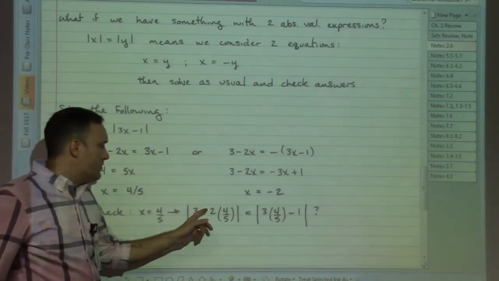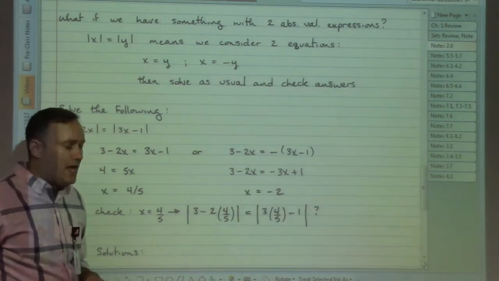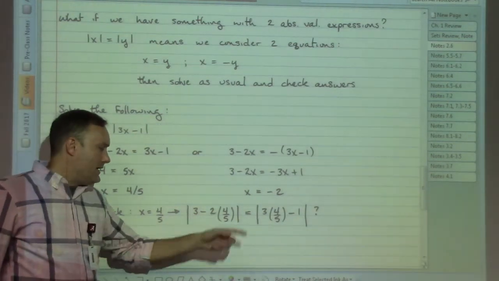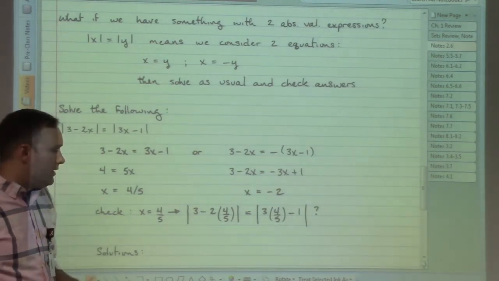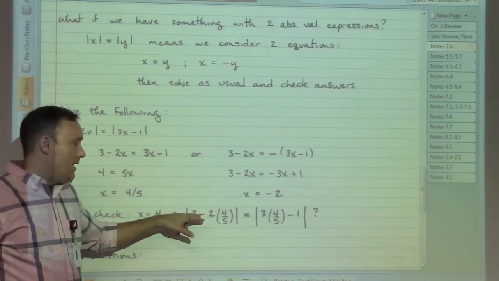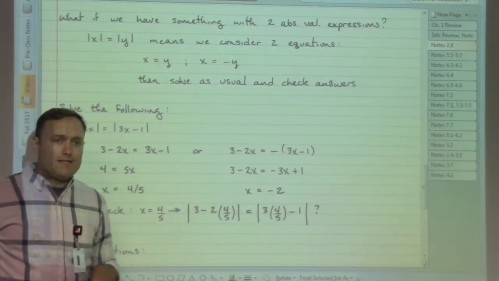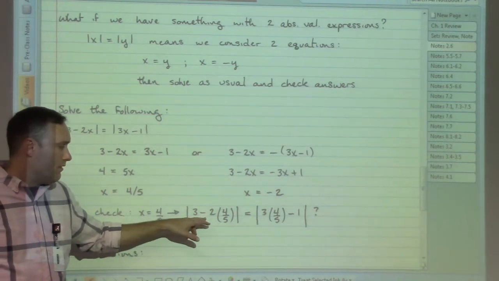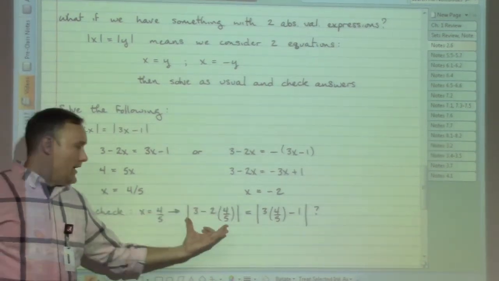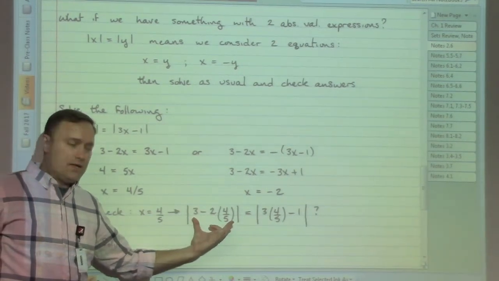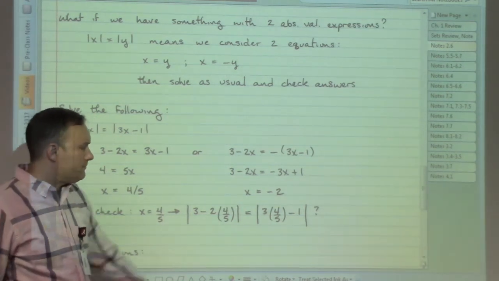So we got the 2 times 4 over 5, which would give us 8 over 5. 3 minus 8 over 5 would need to be converted. 15 over 5 minus 8 over 5. 15 minus 8 would give us 7. 7 over 5, positive. Absolute value of a positive would give us a positive 7 over 5.